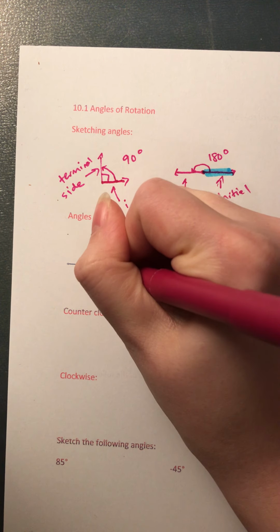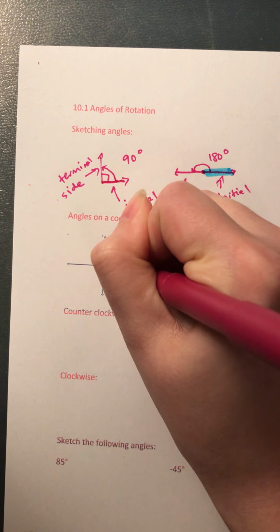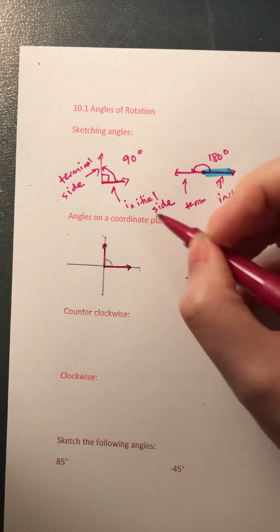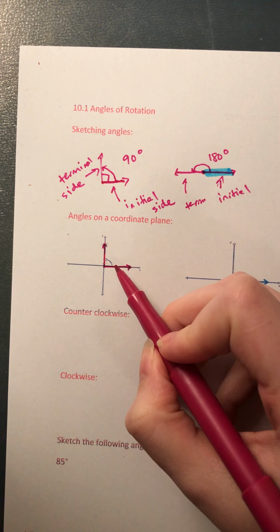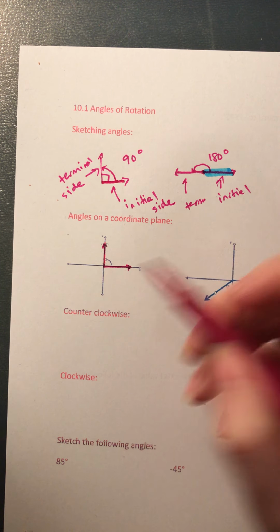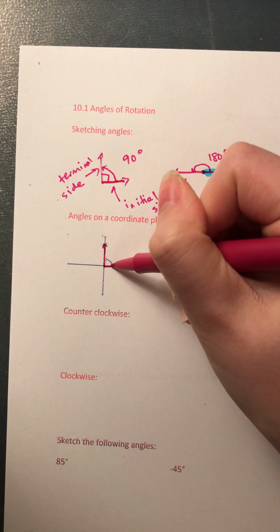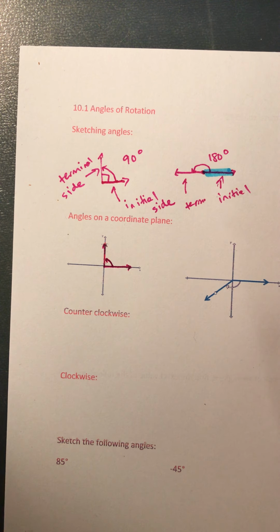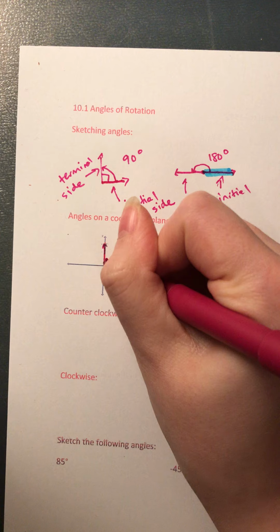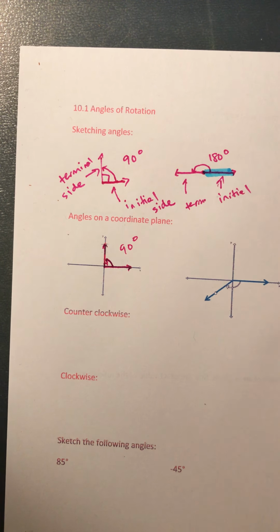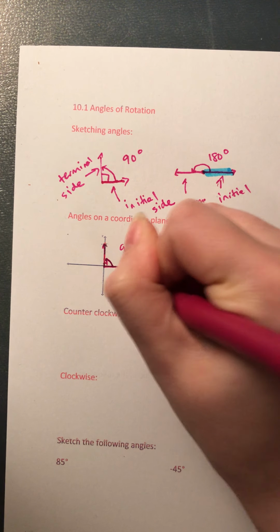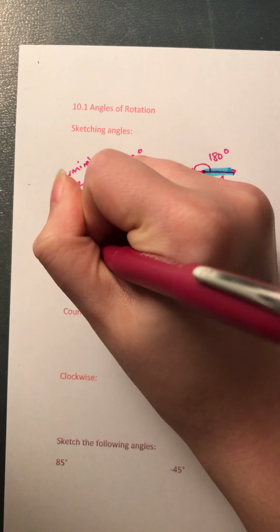This first one. The arrow tells us a lot of information. So they're saying that we started here and went up this way. You can probably guesstimate that this looks like it's 90 degrees. This is our initial side. This is our terminal side.